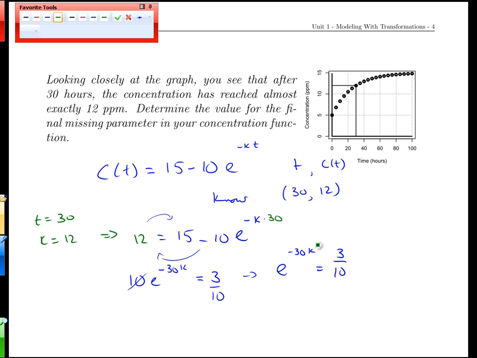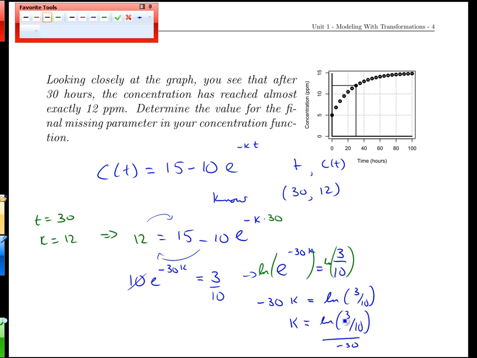Of course, we want to get to this k, so we're going to take a natural logarithm of both sides, and that will let us, as we'll review in a moment, bring down the exponent from the exponential here. So we'll have minus 30k is equal to ln of 3/10. If this is unfamiliar, don't worry, the next few videos are all about logarithms. But for those who do remember, this should be familiar territory. We've got minus 30k is ln of 3/10, and so k is simply ln of 3/10 divided by negative 30.